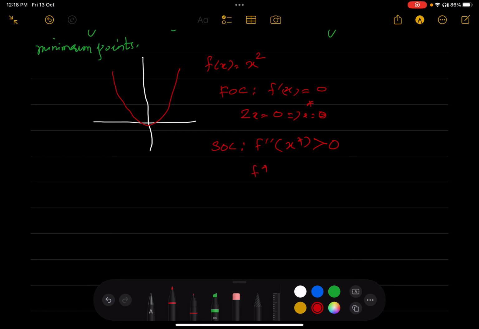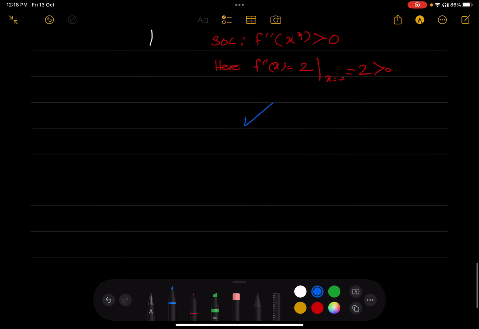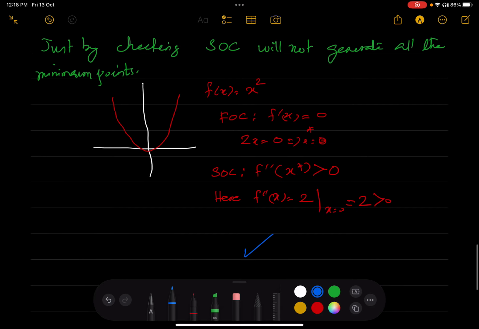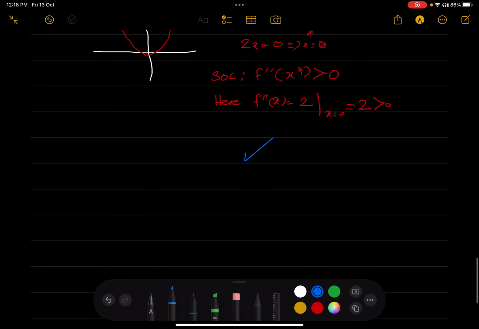But here, what is f double dash? Here, f double dash of x is equal to 2. When you put x equal to 0, it gives again 2, which is greater than 0. So this condition is satisfied. Okay. So this works for f of x equal to x squared.